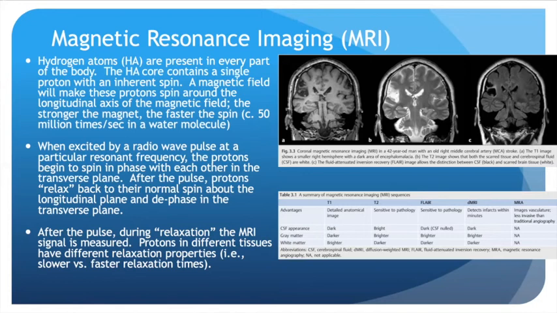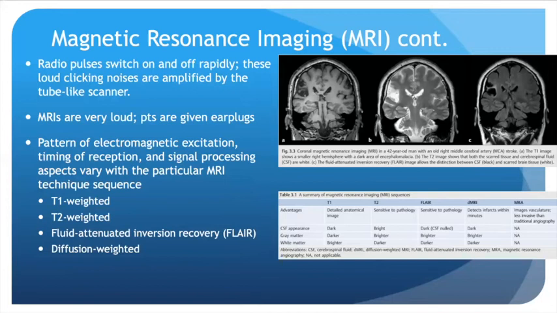After the pulse, during this relaxation phase, the MRI signal is measured, and protons in different tissues have different relaxation properties. That is, slower versus faster relaxation times. So the result is that an image is produced, and the lightness or darkness of the image corresponds with various properties within the tissue. Radio pulses are used for MRI, and these are very loud, and the patients are given earplugs in order to protect their hearing.